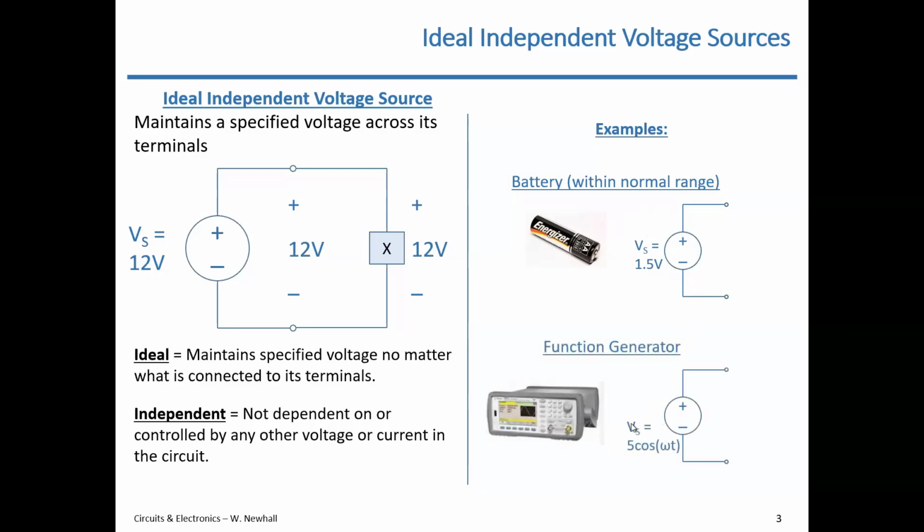An AC source example is a function generator. So you can set up the function generator in lab to create 5 cosine omega t, where omega is some kind of frequency in radians per second, t is time. You'd have a sinusoid created between these two terminals, and that's a realistic example. So if I'm drawing a schematic and I want to quickly put in a sinusoid, I could draw an independent voltage source like this.